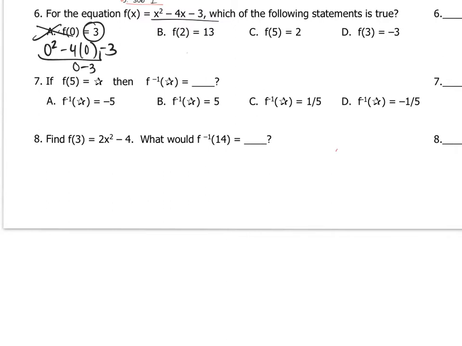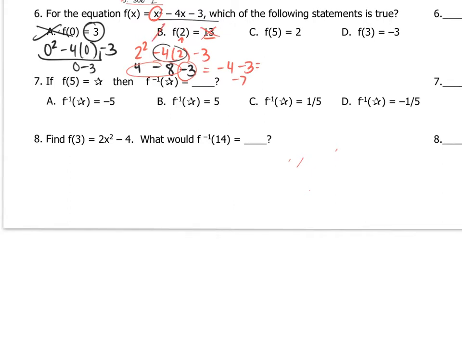Let's try B. If I plug in 2, I'm hoping to get 13. Let's try it. I'm going to do 2 squared minus 4 times 2, and then minus 3. Well, 2 squared is 4, minus, this would give me 8, minus 3. 4 minus 8, well, let's see. I can already tell you this is not going to be 13. 4 minus 8 gives me negative 4, and then minus 3, that gives me negative 7. Definitely not 13, so B is incorrect.